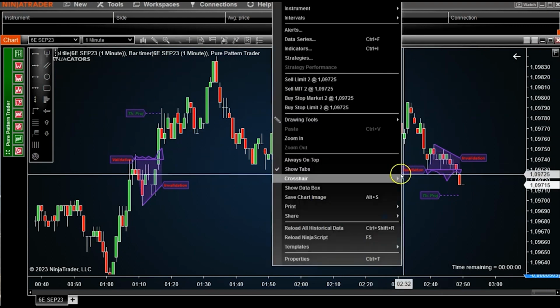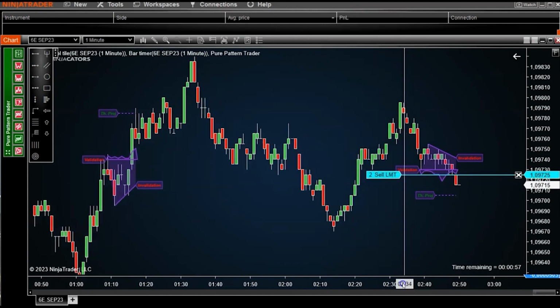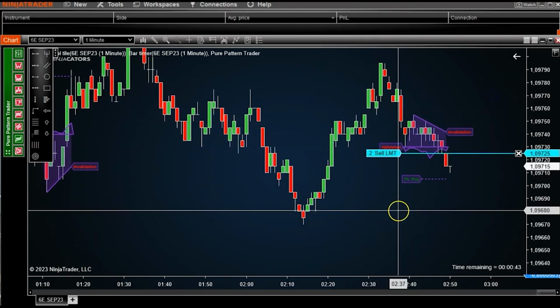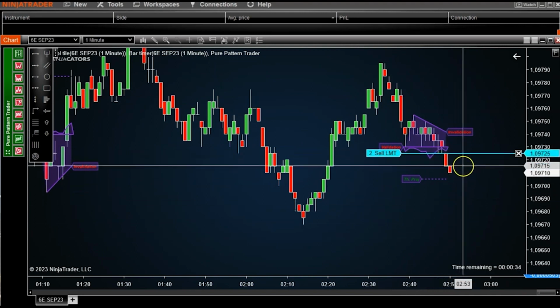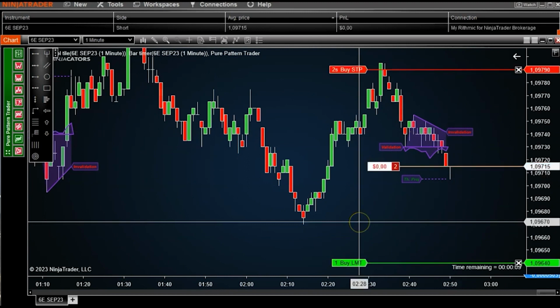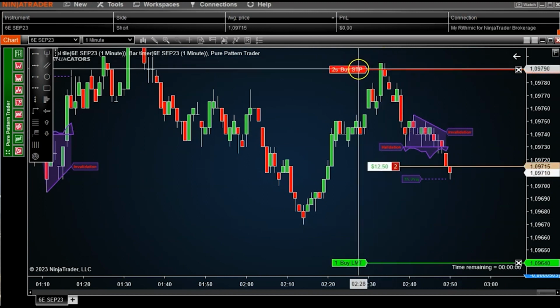And when I was happy with taking a short, I placed a sell order a tick below the validation level, hoping for a quick retrace or retest of that area, but the market was moving pretty fast, so I did move my sell order a tick lower. Eventually got filled soon after.